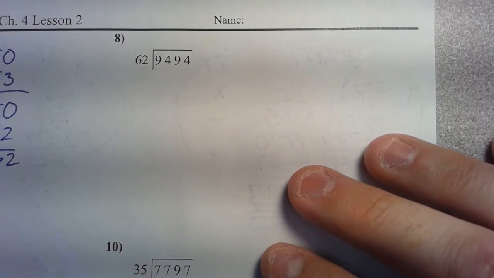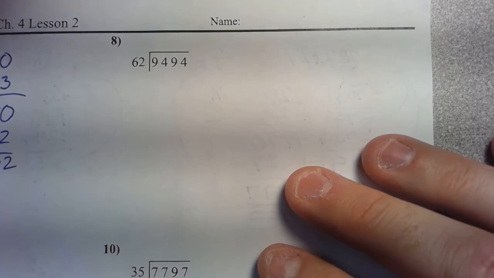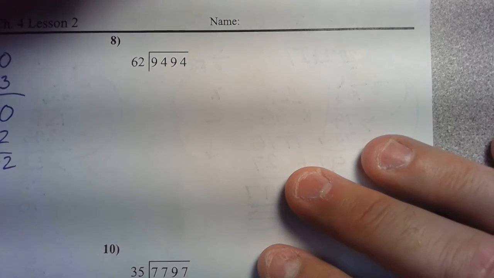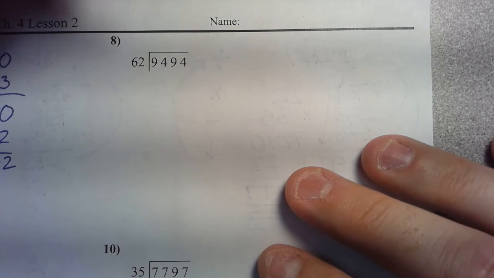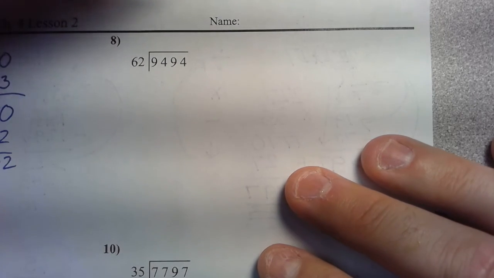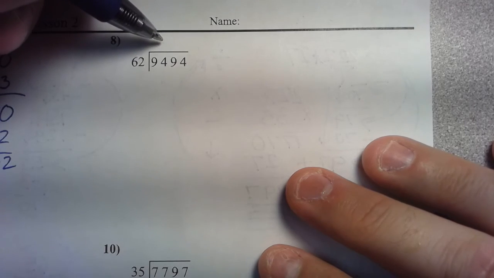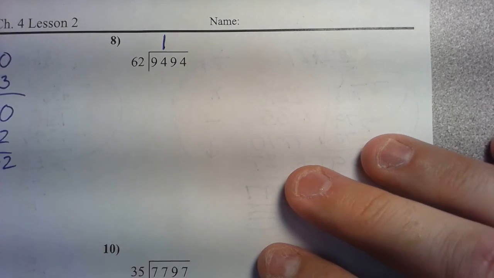All right, so the next person who's going to do this one is Mr. Aiden Henderson back here. Aiden. Come on. All right, Aiden. So what do we got? How many times? 62 can only go into 94 once. One time, yeah. 62 and 94. You said one time. Go ahead.